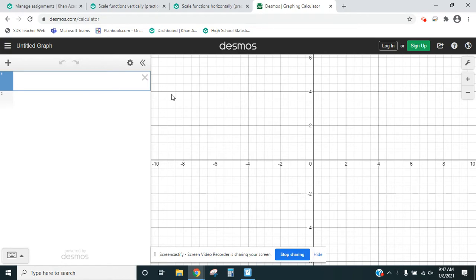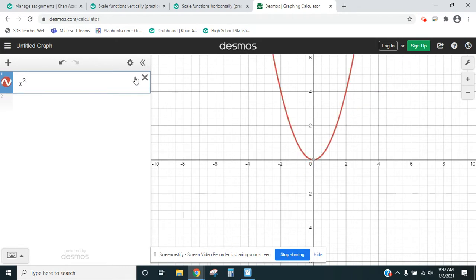Here's how I'm going to graph. Let's do x squared, okay? The old parabola, our friend. Good old reliable parabola.